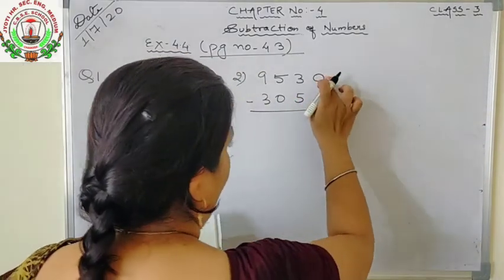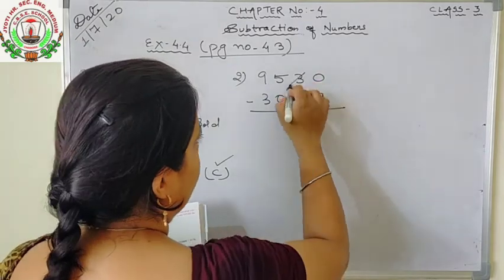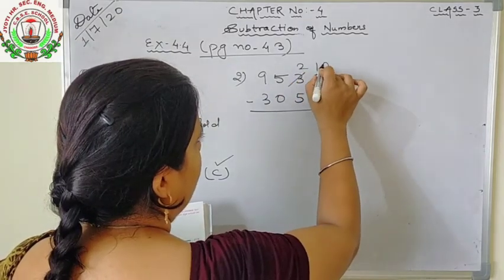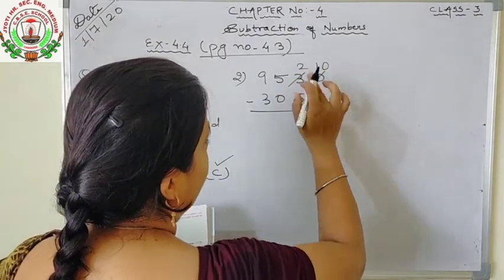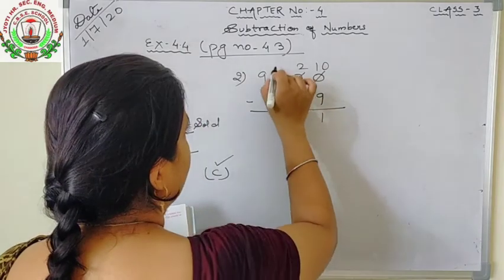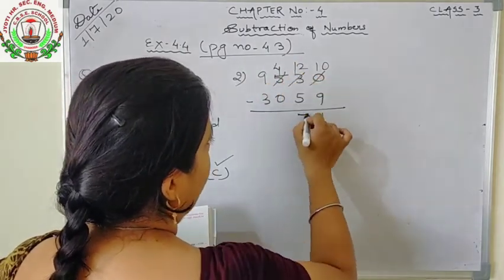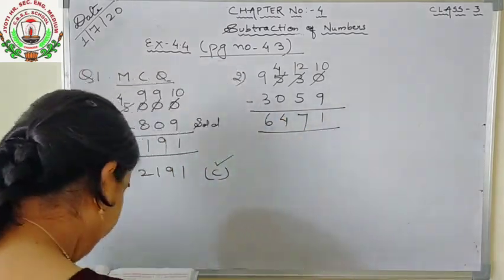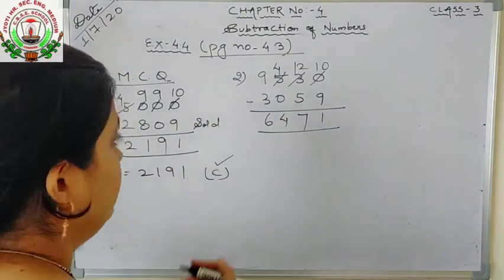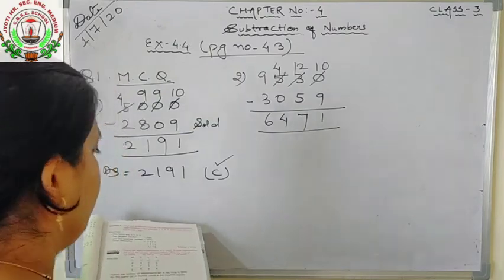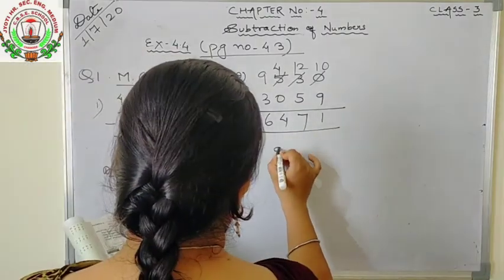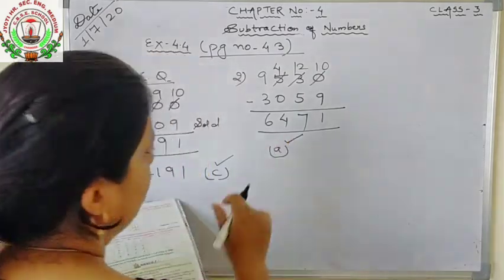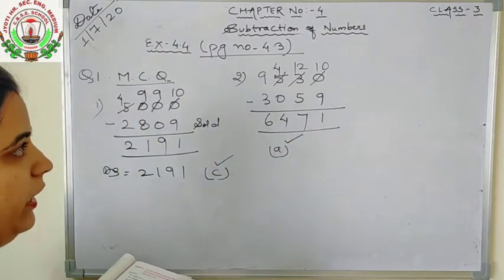From 0 we can't subtract 9, so we will take a carry from here. 10 minus 9 is 1. 2 minus 5 is also not possible. So here 12 minus 5 is 7, 4, 9 minus 3 is 6. So what is our answer? 6471, which is given in option number A. So you will tick option number A.